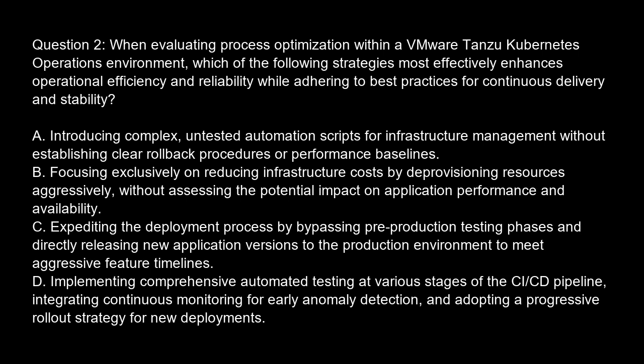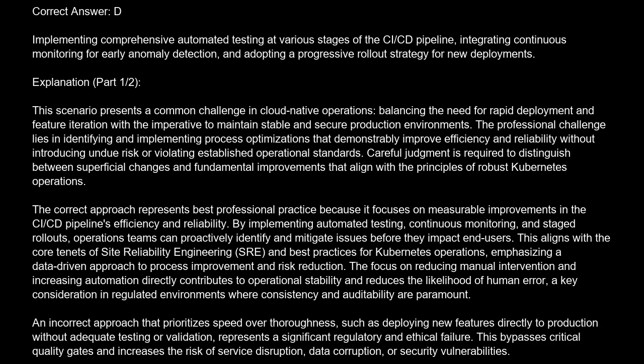Option D. Implementing comprehensive automated testing at various stages of the CI/CD pipeline, integrating continuous monitoring for early anomaly detection, and adopting a progressive rollout strategy for new deployments. The correct answer is D. Implementing comprehensive automated testing at various stages of the CI/CD pipeline, integrating continuous monitoring for early anomaly detection, and adopting a progressive rollout strategy for new deployments.